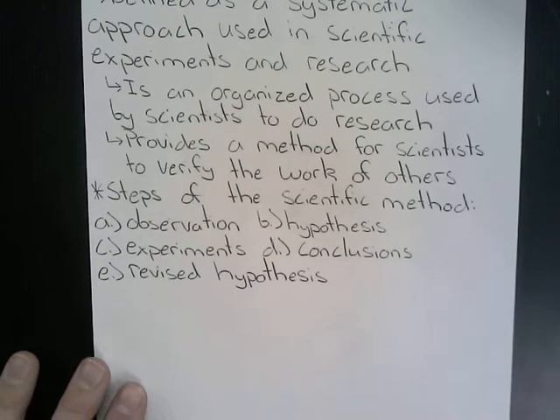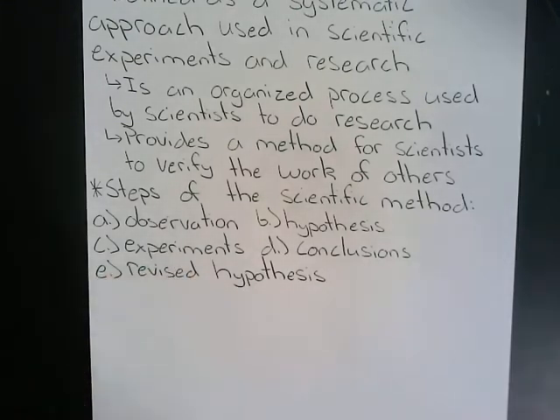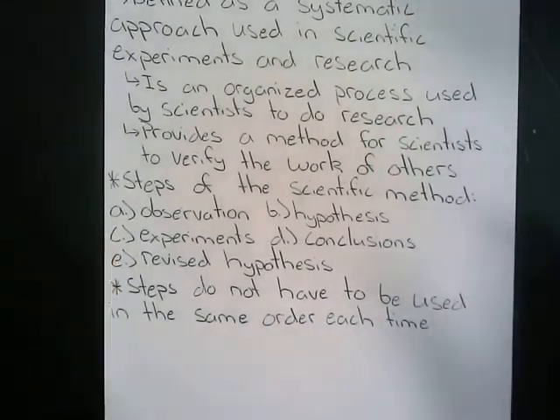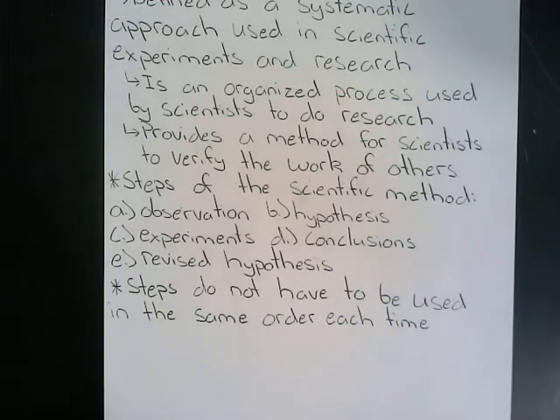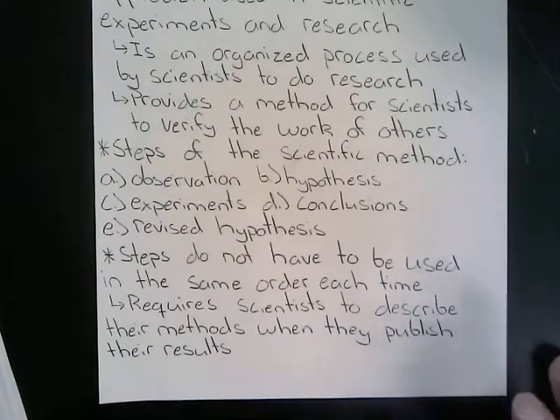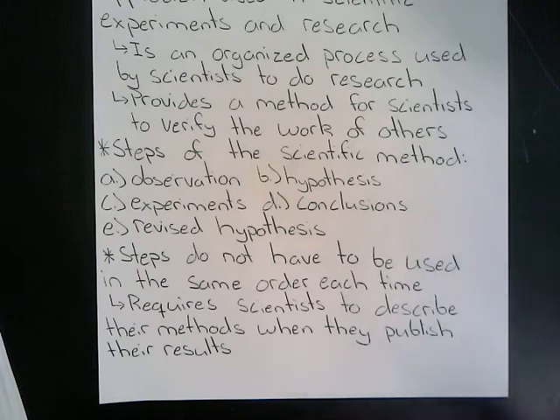Now, it's very important to note that these steps do not have to be used in the same order each time. Because these steps of the scientific method don't have to be in the same order each time, it is going to require scientists to describe the methods that they use when they publish their results. Another important thing is that doubt is going to arise over the validity of the reported results if other scientists cannot confirm the results after repeating the method.